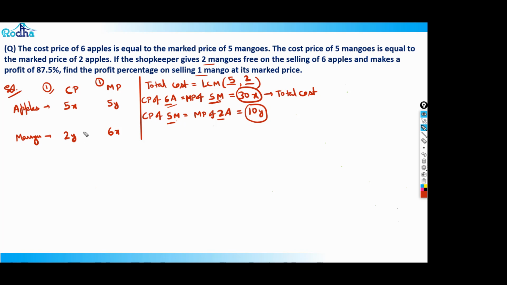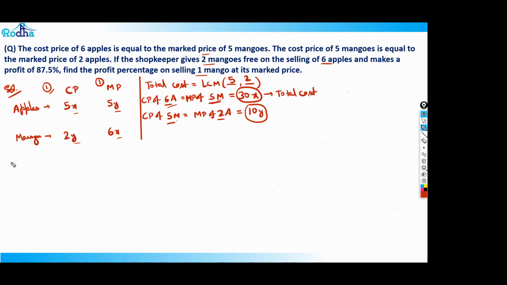Now what this question further says is that the shopkeeper gives 2 mangoes free on selling 6 apples and makes a profit of 87.5%, right? So now the shopkeeper gives 2 mangoes free on selling 6 apples. So basically I need to calculate the profit percentage on selling 1 mango. Okay, so now I'll just try to find some relation between x and y here. Okay, so now I'll just solve this question, because the shopkeeper gives 2 mangoes free on selling 6 apples, right?